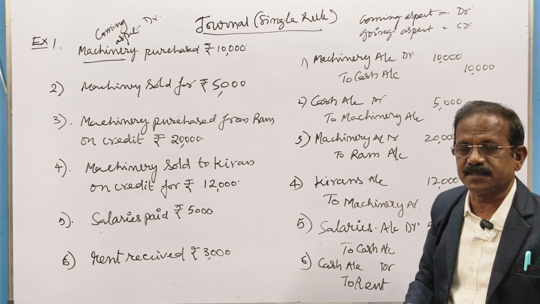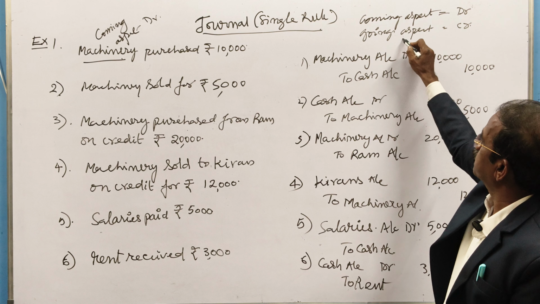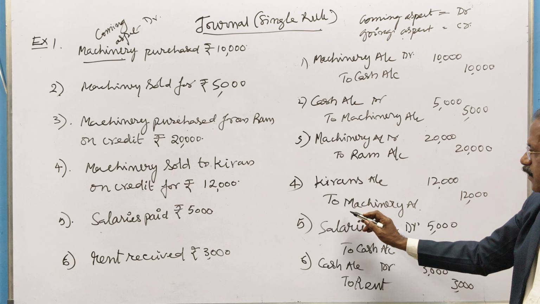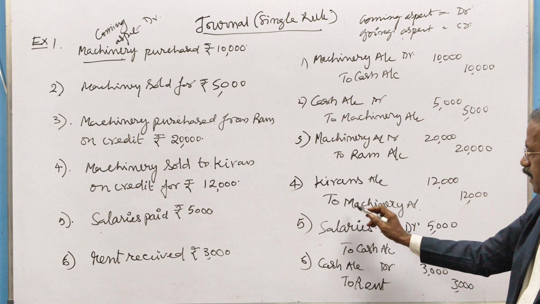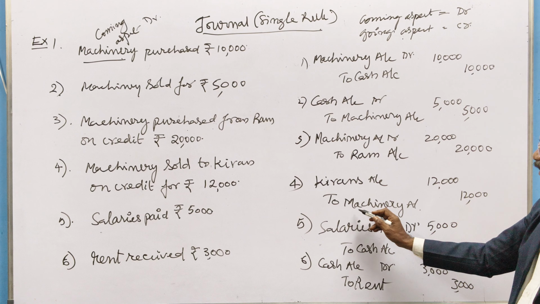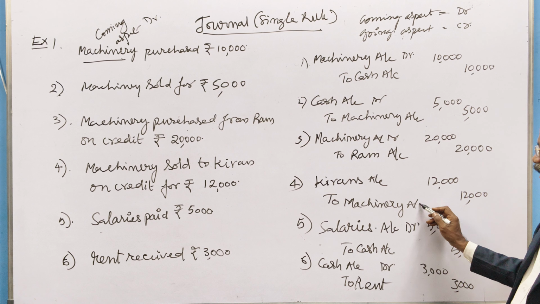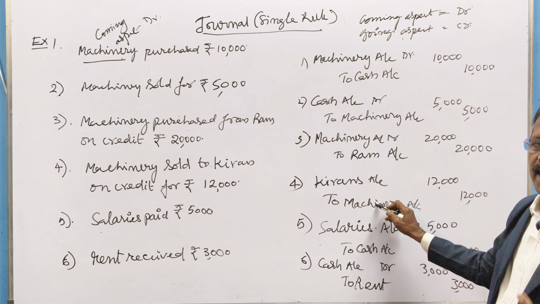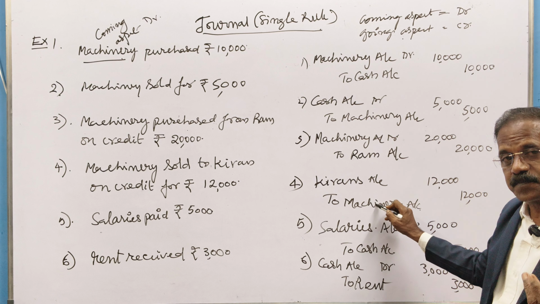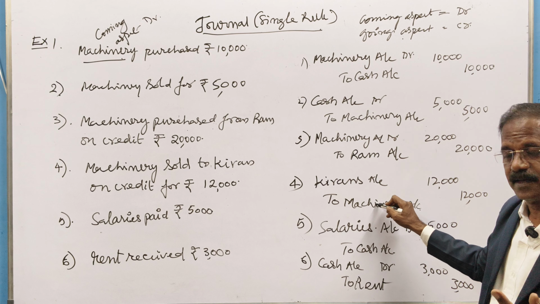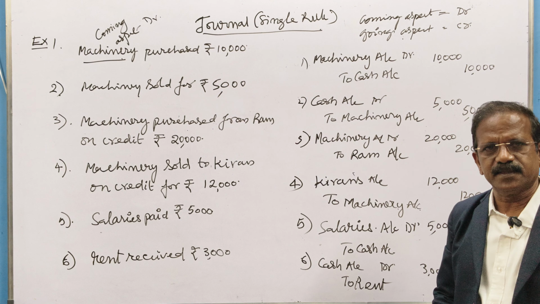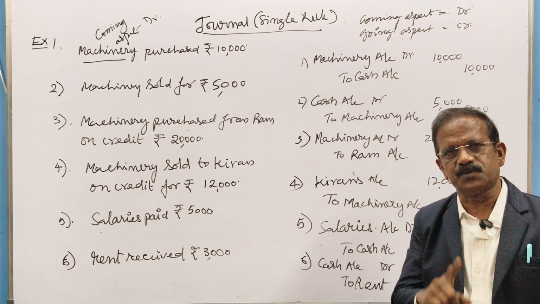In some transactions, we have a going aspect, but we don't have a coming aspect. In the fourth example, we sold the machinery to Kiran. Here what happened? We have the going aspect, that is machinery. Machinery account is to be credited. We don't have any coming aspect. But who has that coming aspect? To whom is this machinery going? Kiran. That's why Kiran's account is debited. So in this way, we have to write the journal entries using one rule.